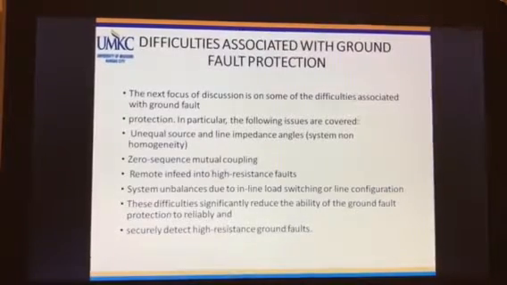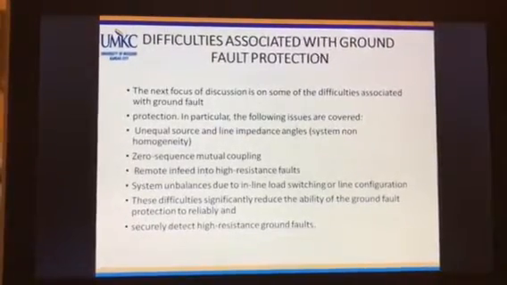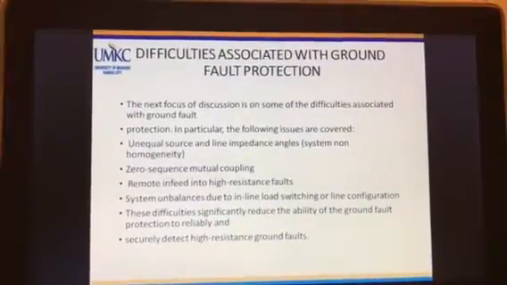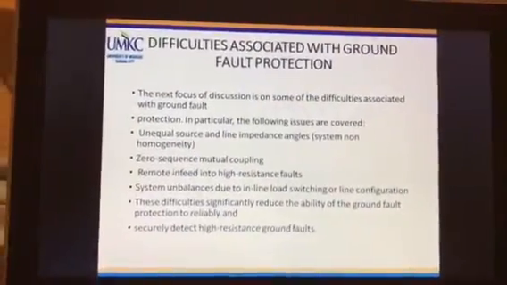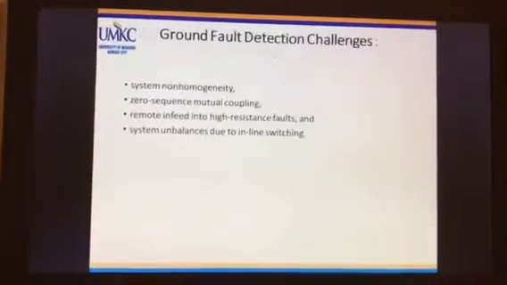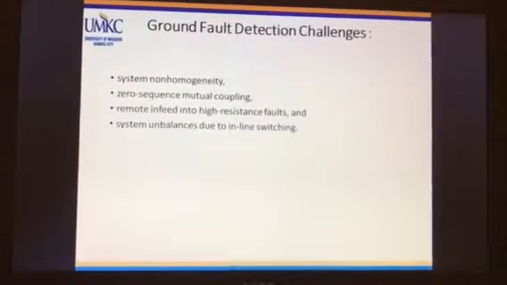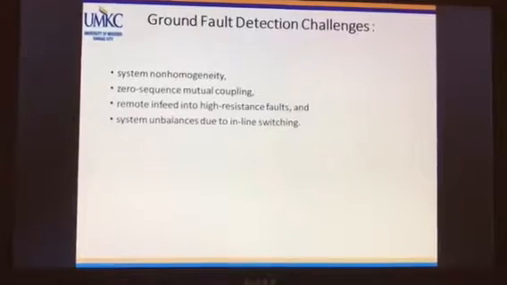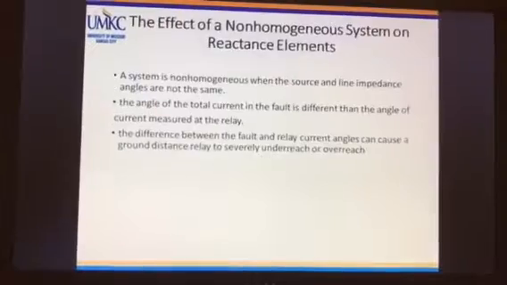These difficulties significantly reduce the ability of the ground fault protection to reliably and securely detect high resistance ground faults. So these were some of the difficulties associated with ground fault protection: non-homogeneity, zero sequence mutual coupling, and remote infeed into high resistance faults. Again, to summarize the ground fault detection challenges: system non-homogeneity, zero sequence mutual coupling, remote infeed into high resistance faults, and system unbalances due to inline switching.